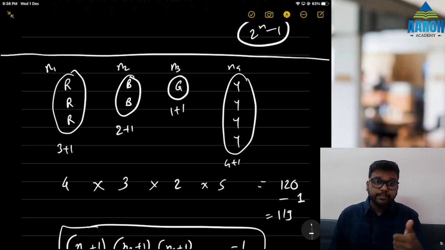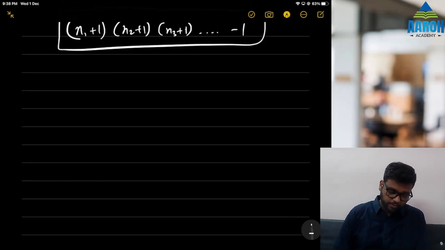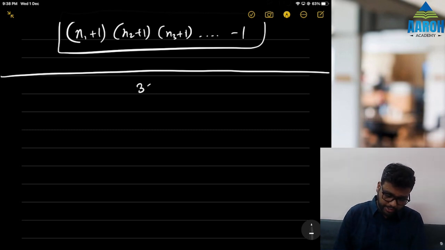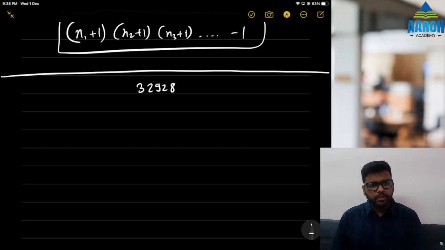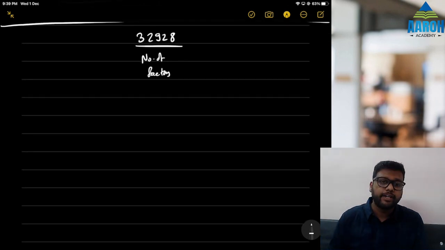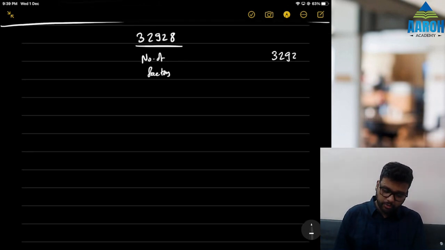Now we can apply this exact same concept to find number of factors. Now I had put one question on the Telegram group where I had given this number 32,928, I guess. So let's try it for the same number. If we want to find number of factors of this number, then we first have to find its prime factors. Now prime factors we can get on calculator. Okay, I am just writing, but don't write. We can get prime factors on calculator.